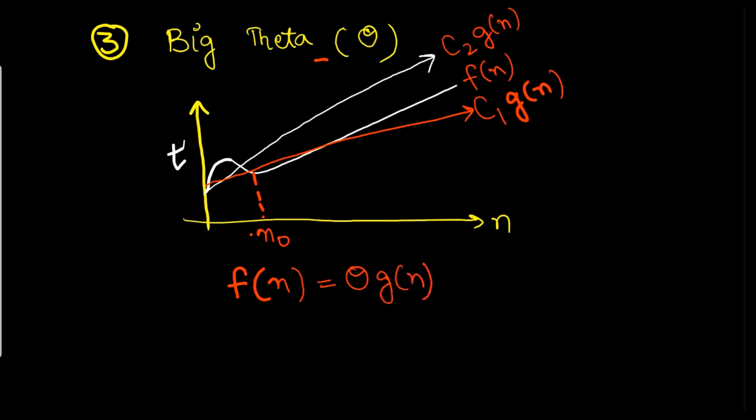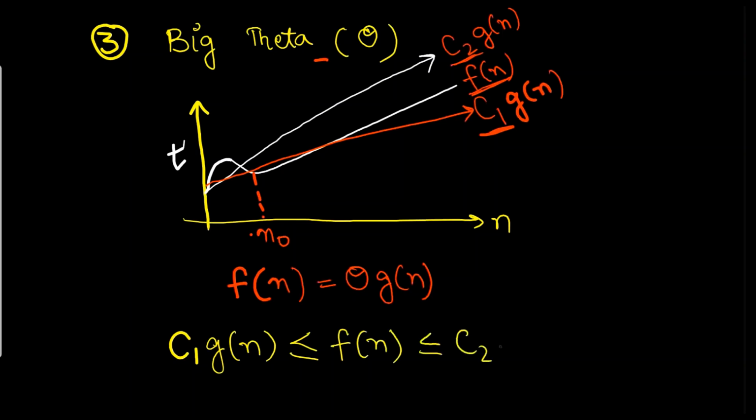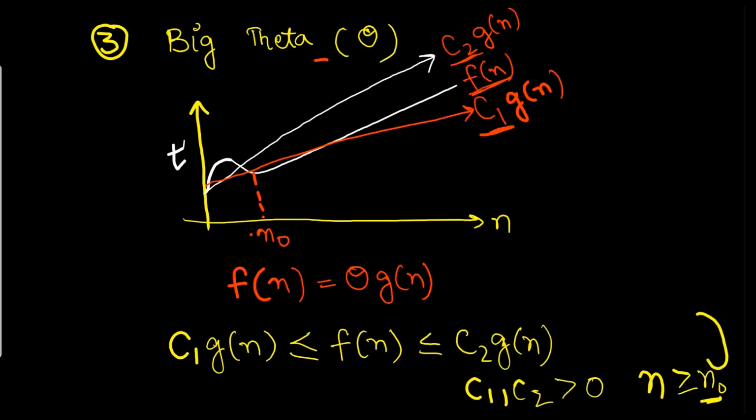As in big theta, we have f(n) upper bounded by C2·g(n) and lower bounded by C1·g(n). So we can write C1·g(n) is less than or equal to f(n), which is less than or equal to C2·g(n). For C1 and C2, the constants should be greater than 0, and n greater than or equal to n naught, where this n naught should be greater than or equal to 1, because input will have at least the value 1.